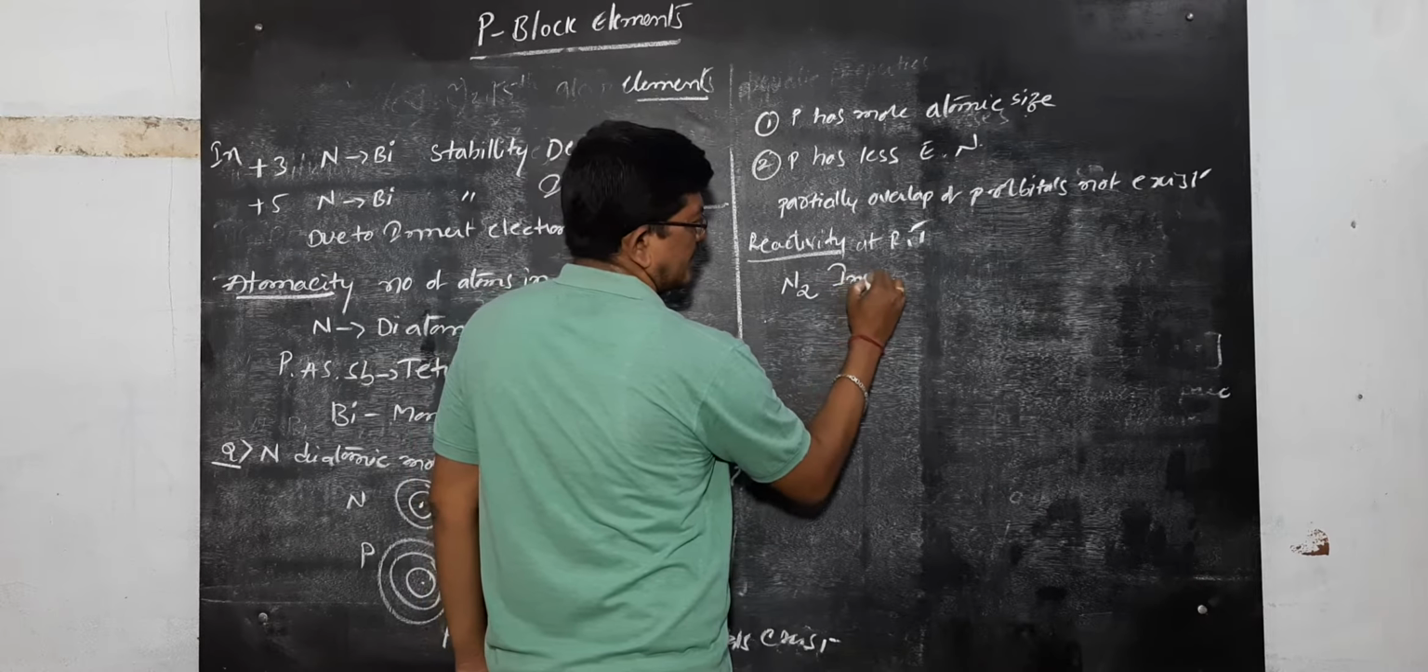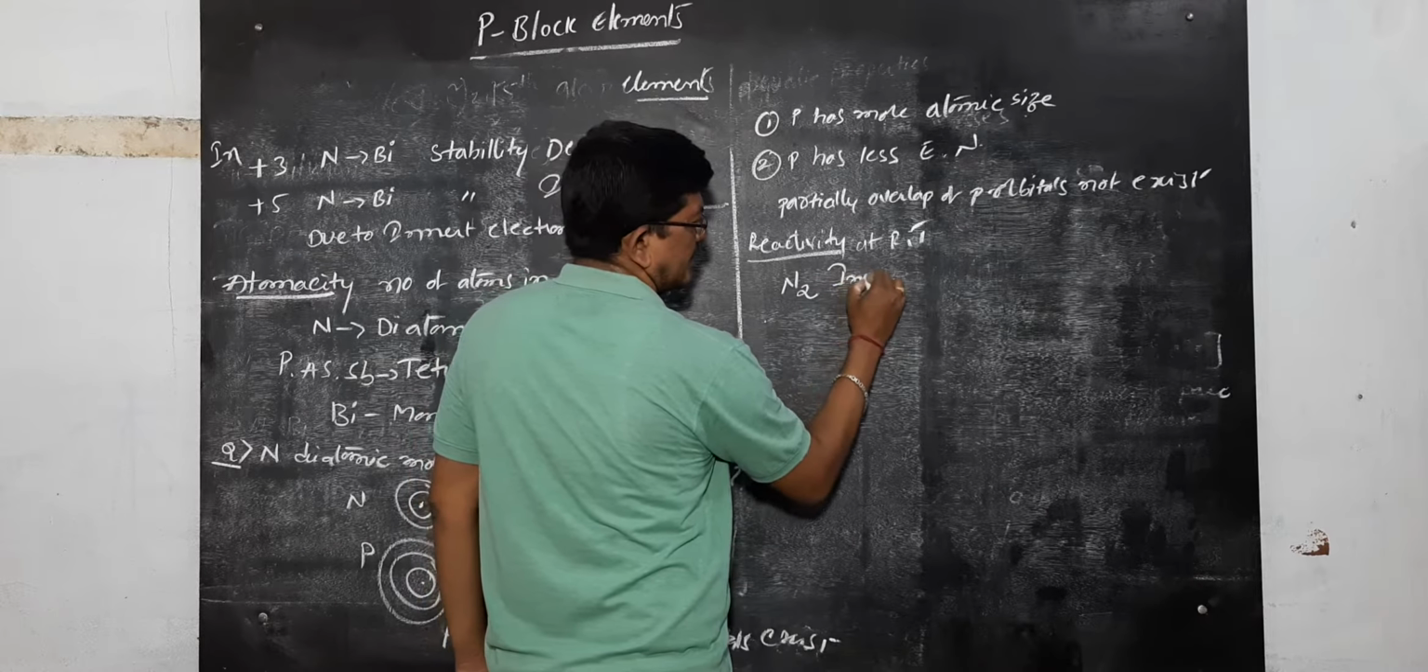What are you observing here? Three bonds exist between the two nitrogen atoms. Because of small atomic size and high electronegativity, it forms 2 pi bonds and 1 sigma bond. So 3 bonds are there, and to break those bonds, we require 945.45 kilojoules per mole of energy.